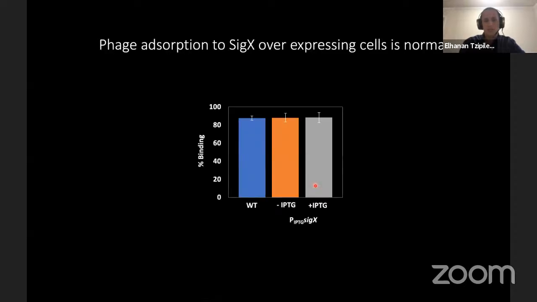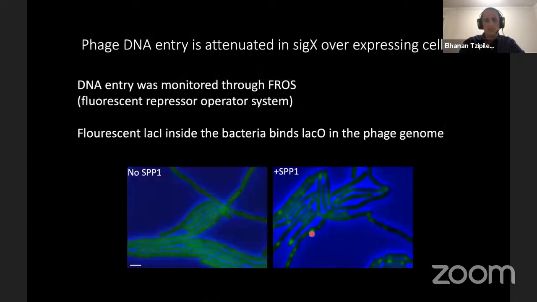So the first stage of phage infection, as I showed you at the beginning, is adsorption to the cell. And we found that adsorption to the cell is normal even when we overexpress SigX. The next stage is DNA entry into the cell, and we monitor DNA entry using a FROS system. FROS is fluorescent repressor operator system.